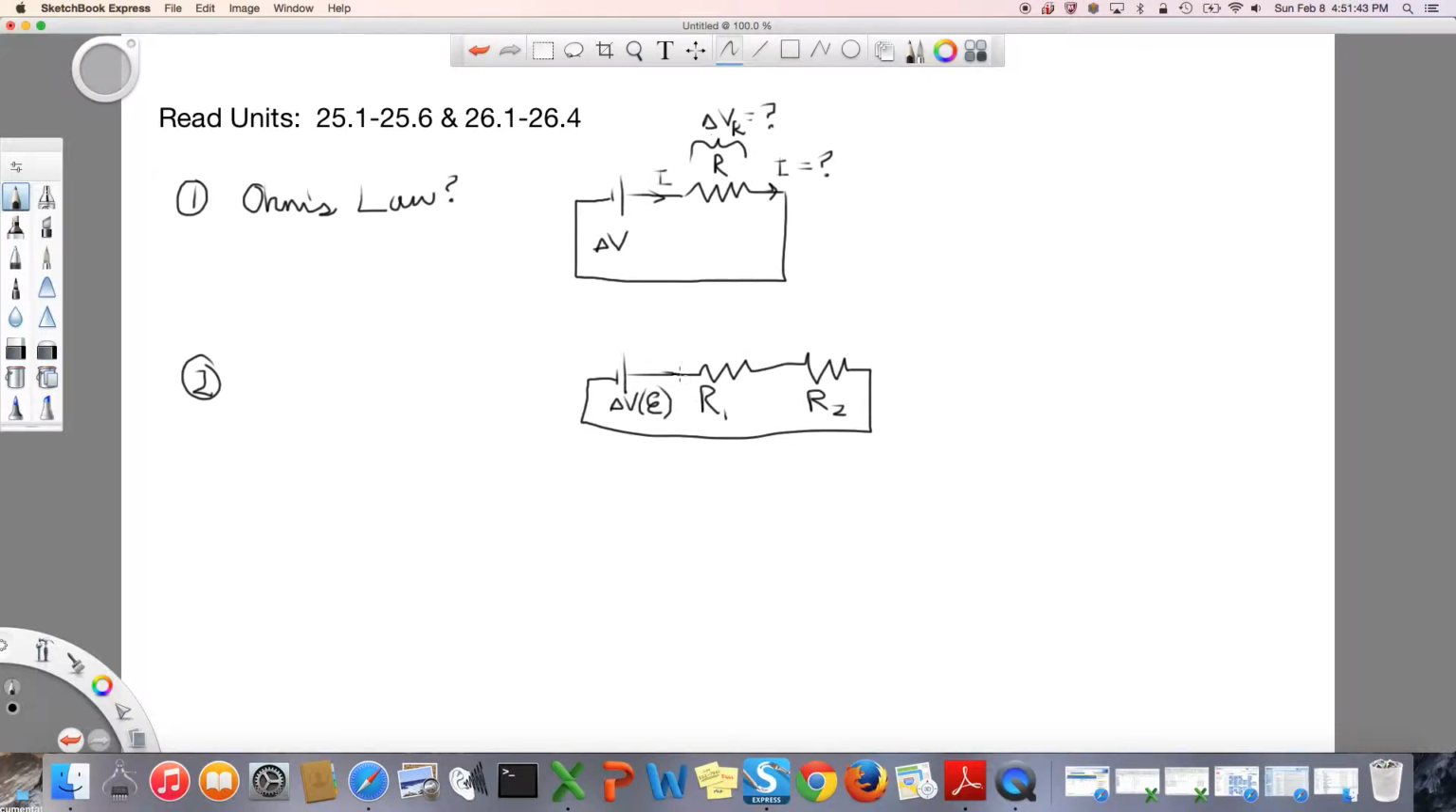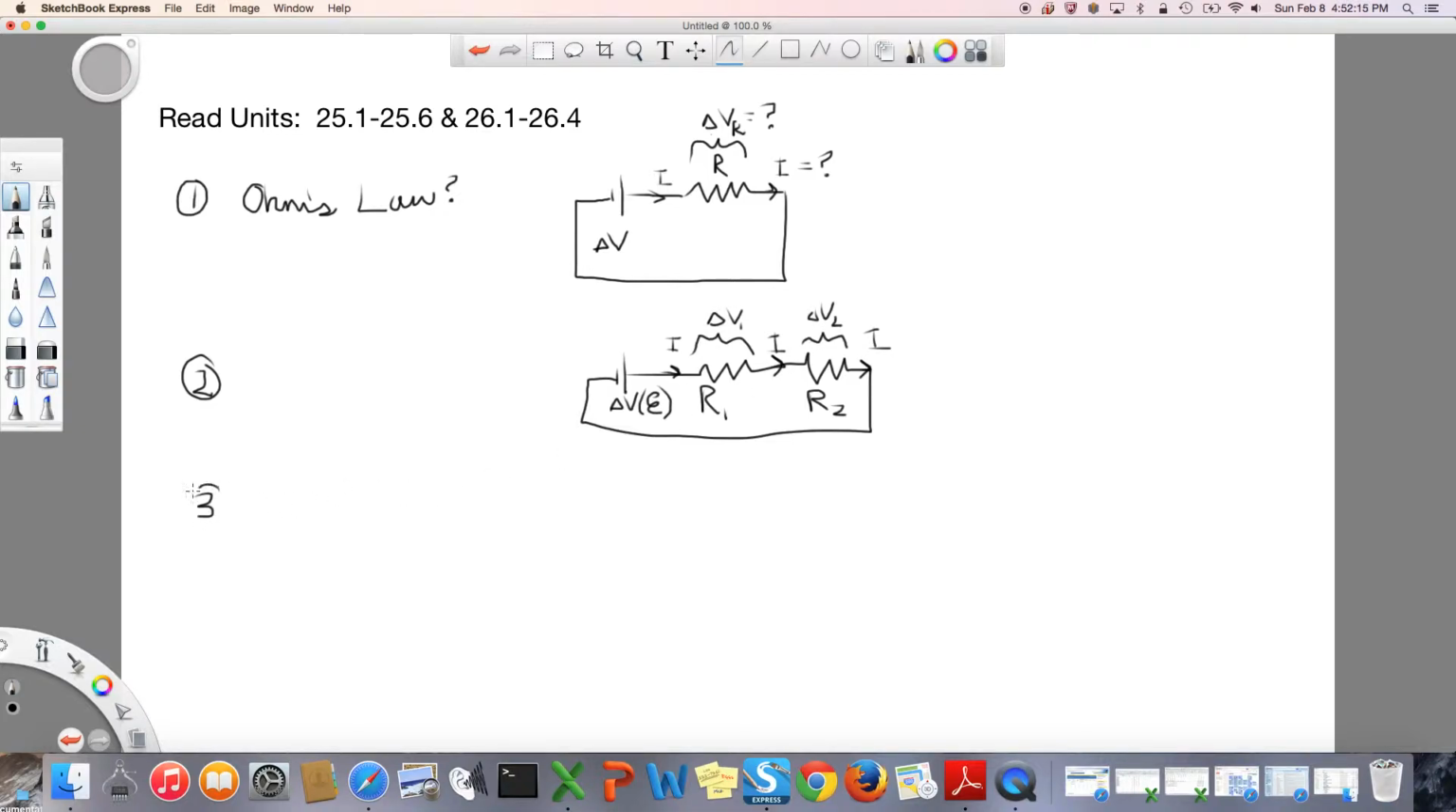How does the current here, coming out of the battery, compare to the current here between the two resistors, and how does that compare to the current coming out of the second resistor? Are they the same? If so, why? If they're different, why? The second question is, tell me about the potential differences across resistor R1 and resistor R2. Are they the same? Are they different? Why?